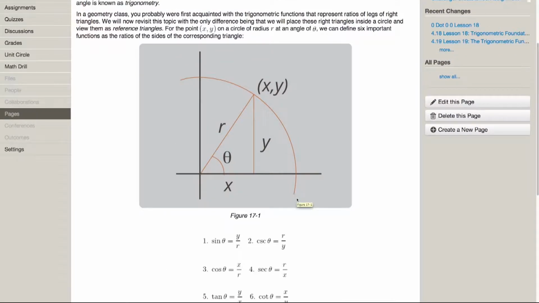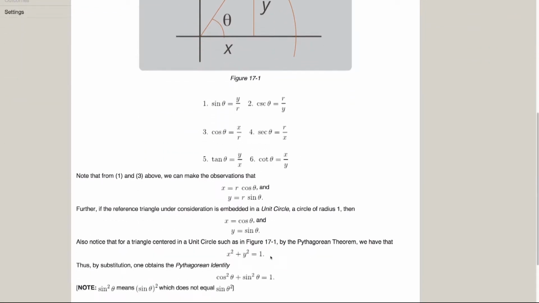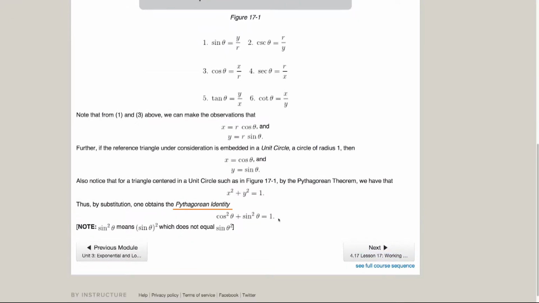Here, students are shown that when a triangle is embedded in a circle in the rectangular coordinate system, how these vertical and horizontal components relate to the radius of the circle and sine and cosine. Lastly, the students are shown that if the radius of that circle is 1 unit, the unit circle, then they can deduce that x equals cosine theta and y equals sine theta, and even further, how substituting this information could be used with the Pythagorean theorem to derive the Pythagorean identity.